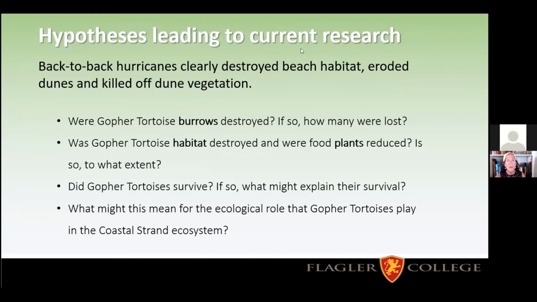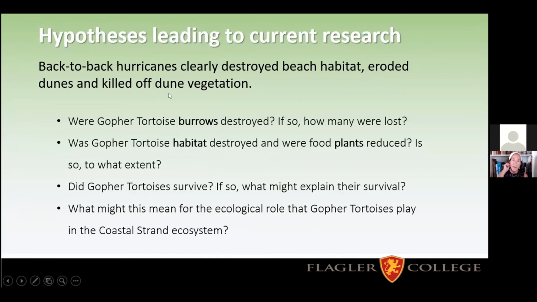Secondly, what I want to talk about now then is the hypotheses that led to our current research, which is what I'll focus on today. We noted, and this is your observation in science, that back-to-back hurricanes clearly destroyed the beach habitat, eroded the dunes, and killed off the vegetation.